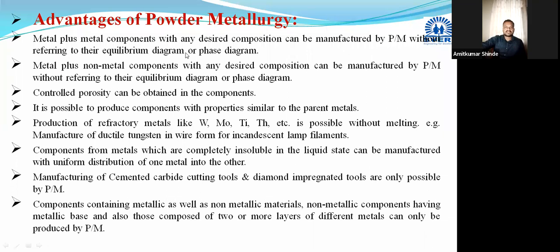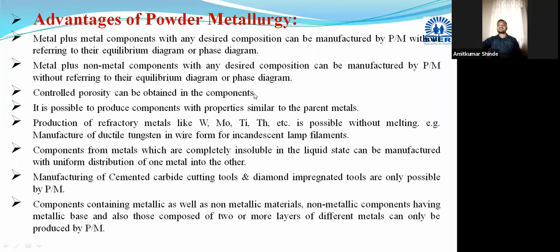And the second advantage, we can manufacture a component with metal and non-metal composition. Metal plus non-metal components with desired composition can be manufactured, without referring to their equilibrium diagrams or phase diagrams. Then the third advantage of this powder metallurgy technique is we can obtain controlled porosity in the component.